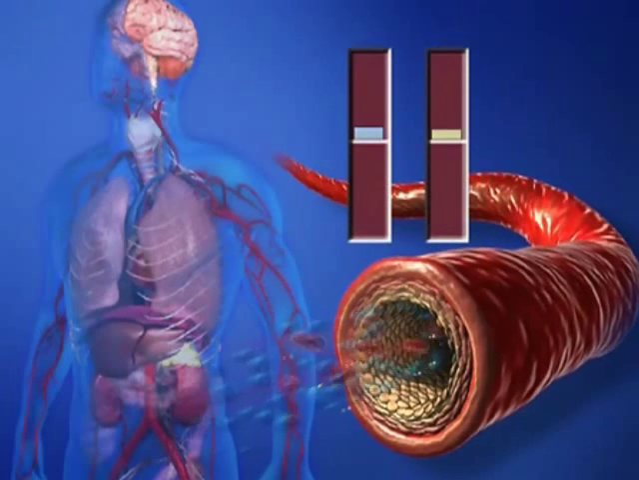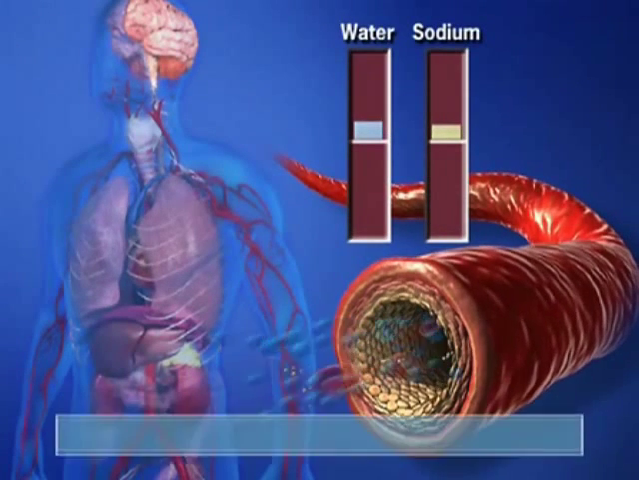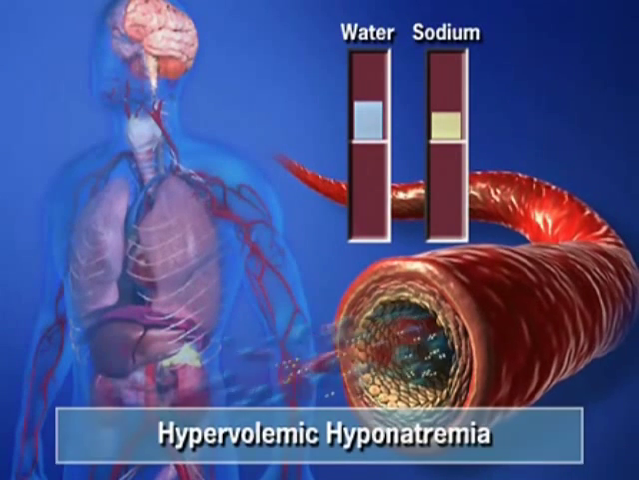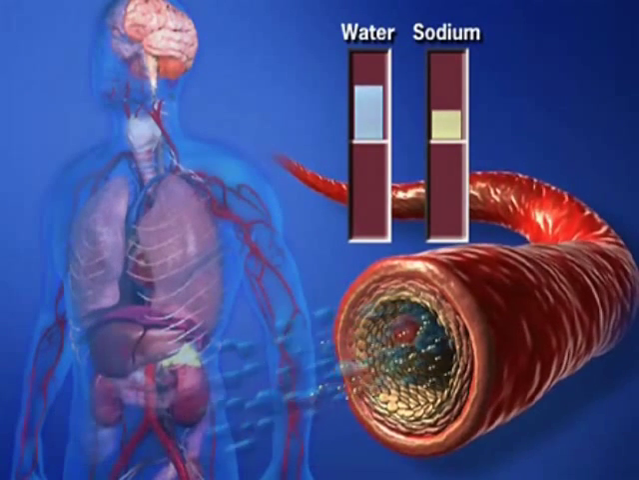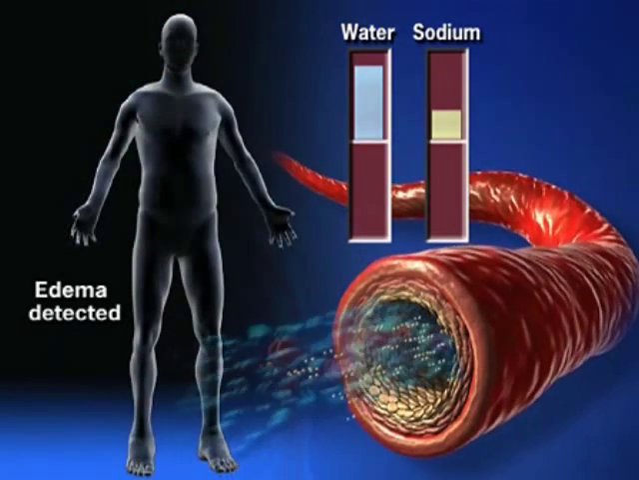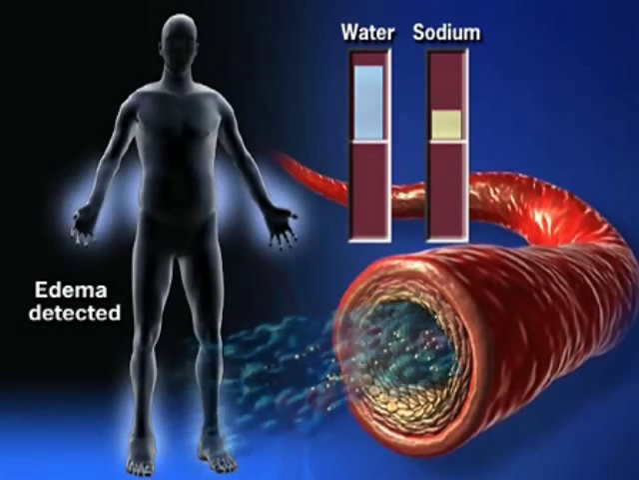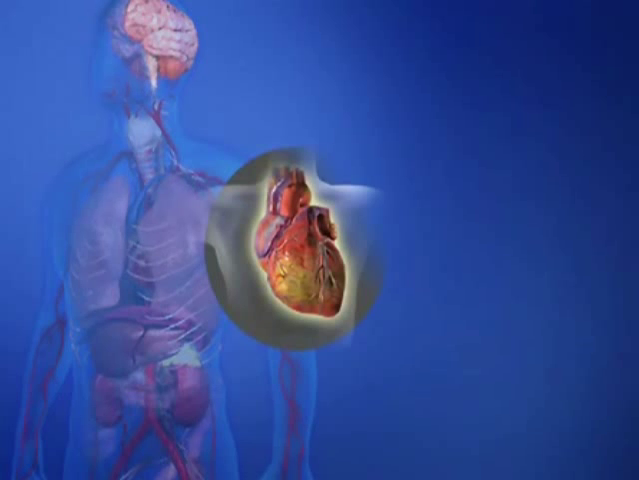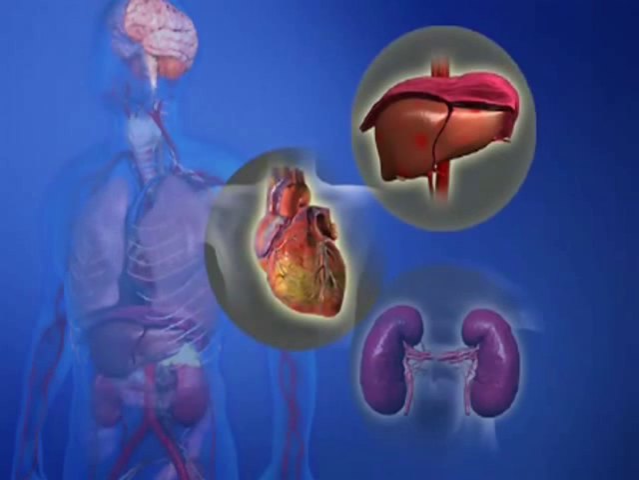Total body sodium and total body water are increased in hypervolemic hyponatremia, with total body water exceeding total body sodium. Hypervolemic hyponatremia is detected by the presence of edema or ascites on physical exam. It is seen in patients with edema forming states such as congestive heart failure, liver failure, and nephrotic syndrome.